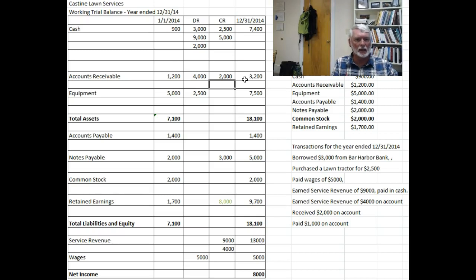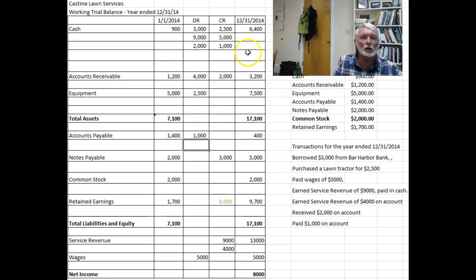So I'm going to credit receivables, which reduces receivables. And then finally, I paid $1,000 on account. Paid on account equals accounts payable. I paid money to people that I owed money to, suppliers that I'd bought things from and hadn't paid yet. So I paid money on account, credit to cash, and a debit to accounts payable.